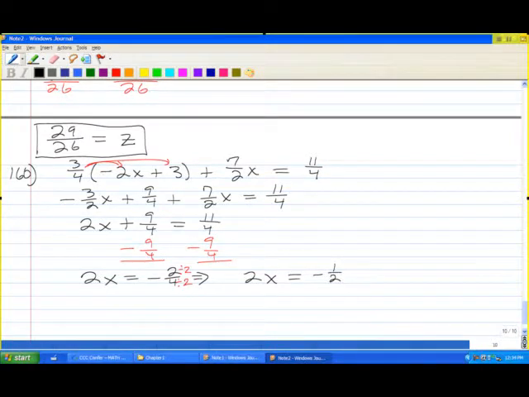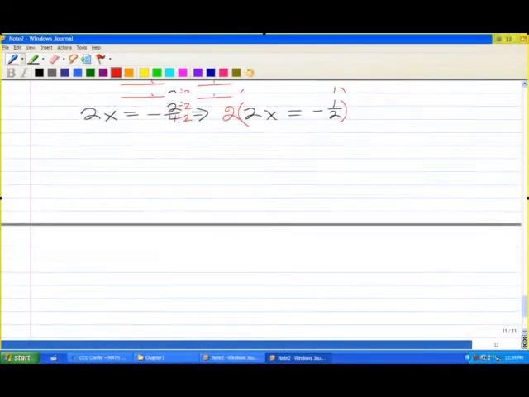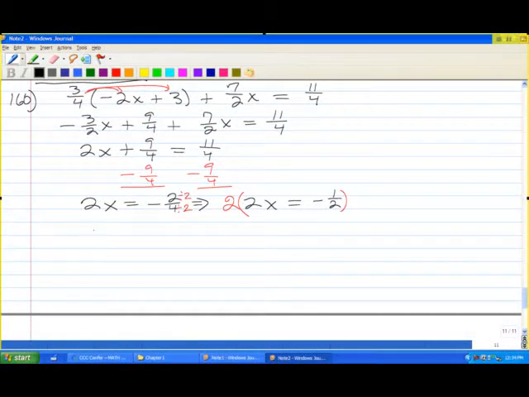Well, let's do it this way. I can get rid of that fraction. I can multiply both sides of my equation by 2. And so by the multiplicative property of equality, I get that 4x is equal to 1. Divide both sides of my equation by 4. So x is equal to 1/4.